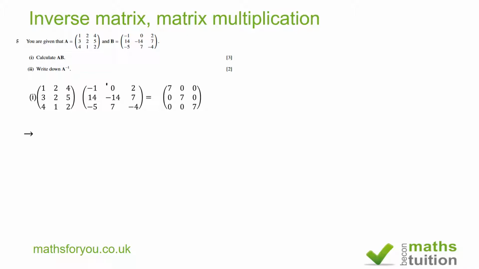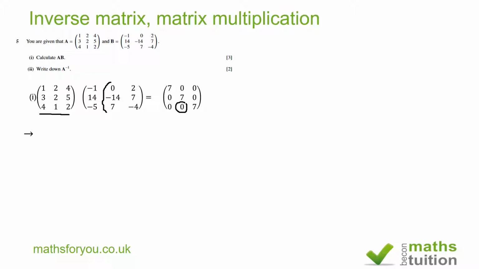Right, now we look at this column here, starting with this row. Now 1 times 0 is 0, 2 times minus 14 is minus 28, 4 times 7 is 28, 28 minus 28 is 0, so we have this 0 here. Now next, this row and the same column. 3 times 0 is 0, 2 times minus 14 is minus 28, 5 times 7 is 35, 35 minus 28 will give me 7, hence this value of 7 there. Now we look at this row, again the same column. 4 times 0 is 0, 1 times minus 14 is minus 14, 2 times 7 is 14, 14 minus 14 will give me 0, hence this 0 here.